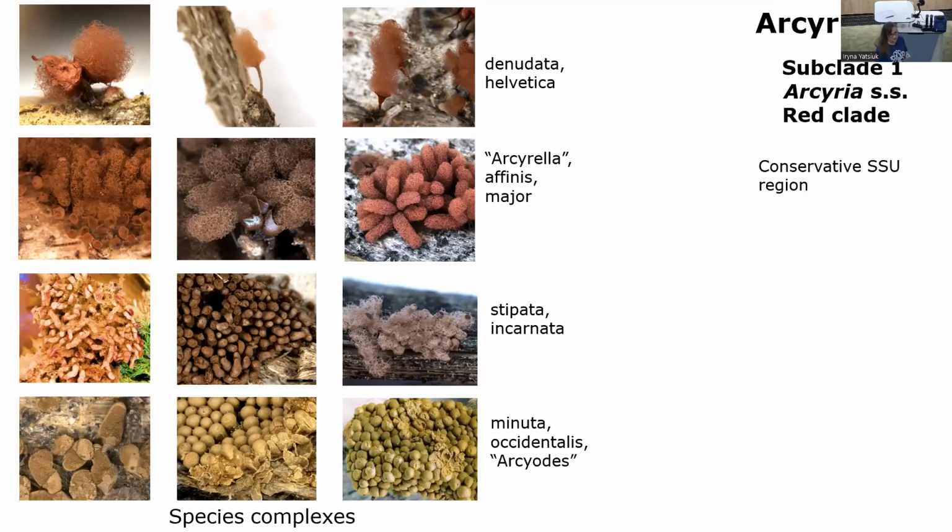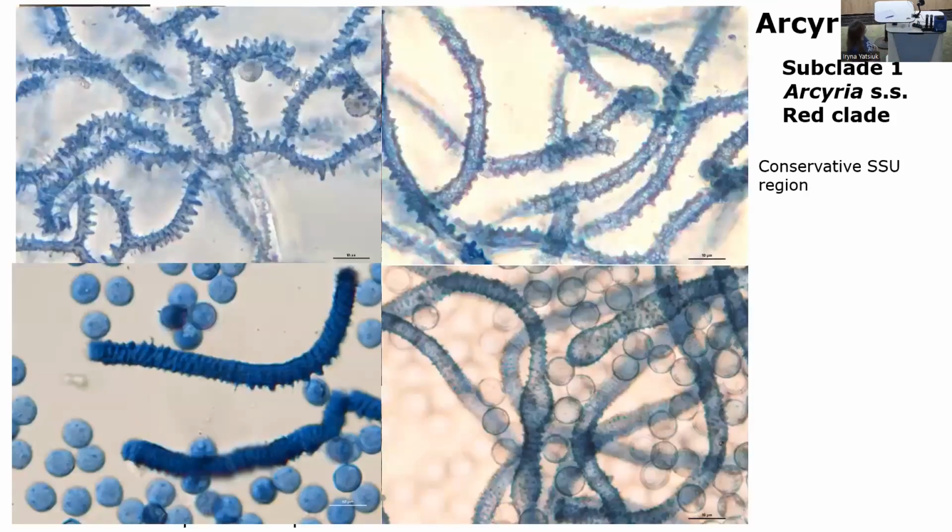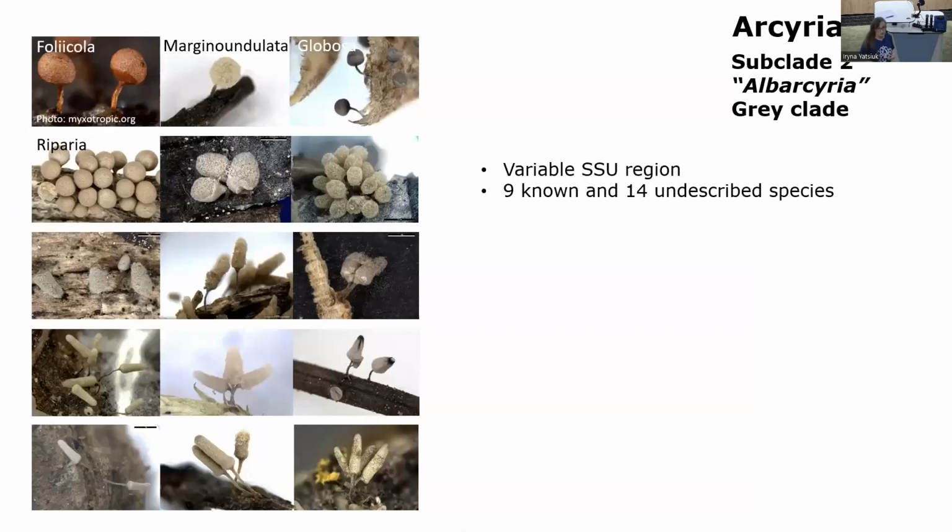So yeah, we have the Denudata helvetica species complex, again with several species-like taxa, the Affinis complex, Stipata, imperialis incarnata, and the Minuta occidentalis congesta complex, which was Arcyria incarnata. So yeah, and all those need, of course, a separate revision. There are examples of Capelicia again, and you see all kinds of ornamentation, from network to spines and spirals and so on. And these are gray Arcyrias, one of the great clades.